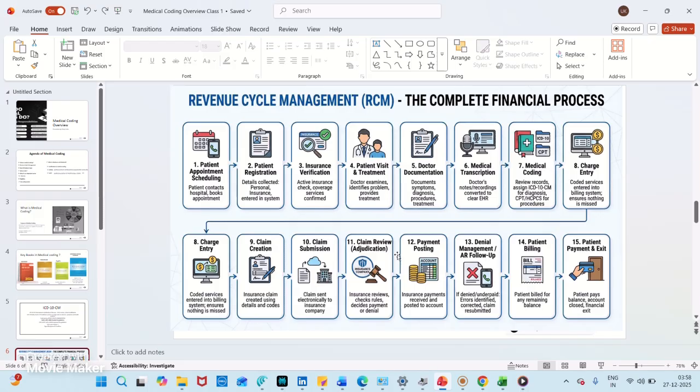The next step is medical coding. Our role is medical coding. We review records and assign ICD-10-CM codes for diagnosis. The next, eighth step is charge entry. Then after claim creation, claim submission, claim review, payment posting, denial management, patient billing, patient payment, and exit from the hospital.